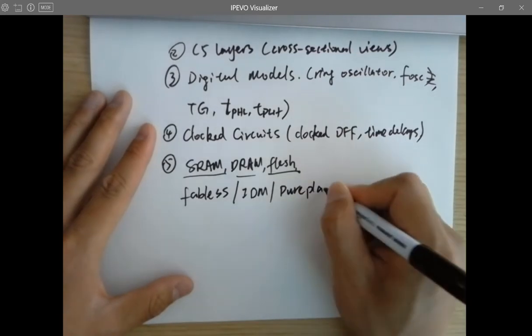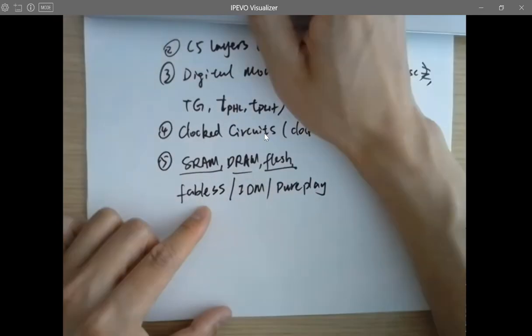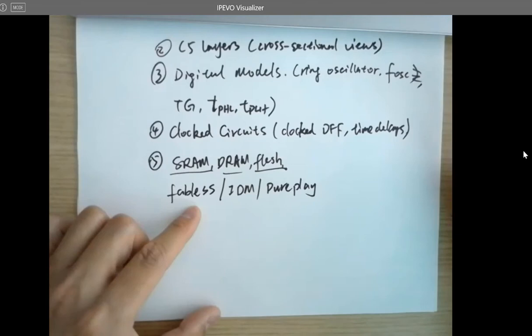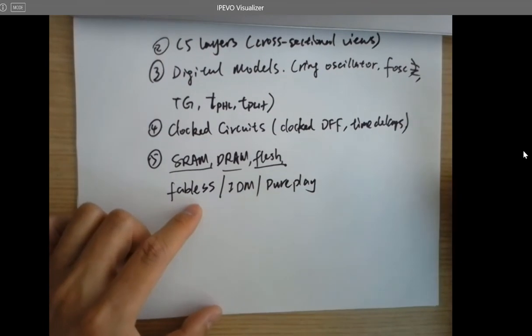I'm going to cover this week. So fabless means the companies who are not fabricating anything. They design digital circuits. Examples like Qualcomm, Broadcom, Apple.